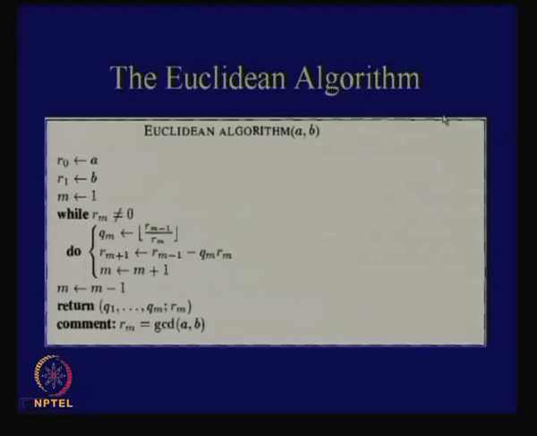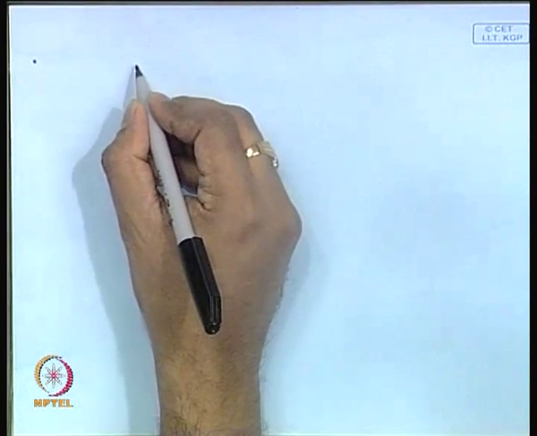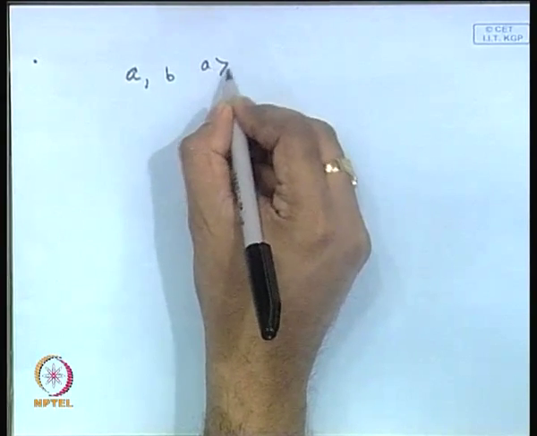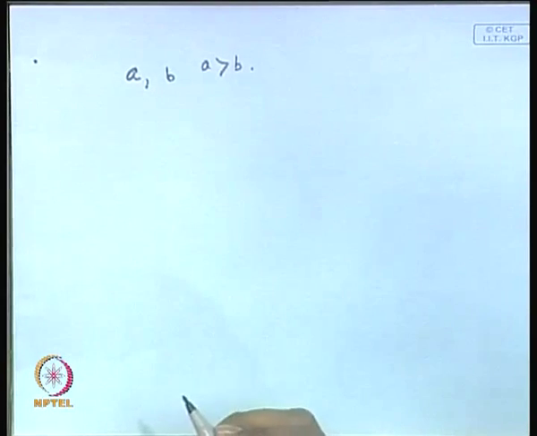So, today we will take up an algorithm called the Euclidean algorithm. I think all of us know this algorithm. It is the same algorithm we used in our school days to compute the GCD of two numbers. We will just study it a little more carefully. Suppose two numbers are provided to us, A and B, and suppose A is greater than B. So, what do you do?